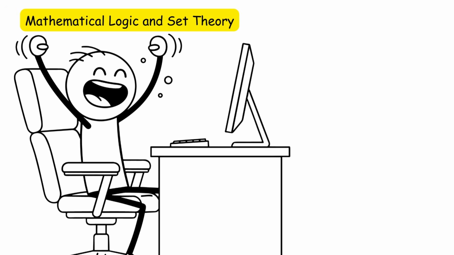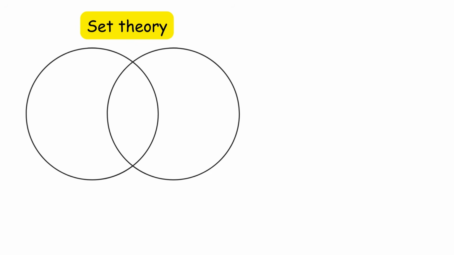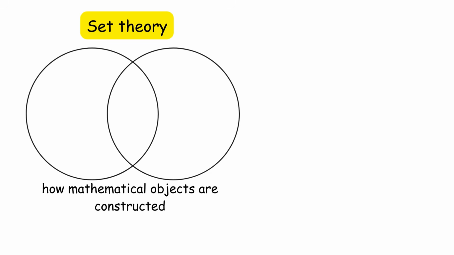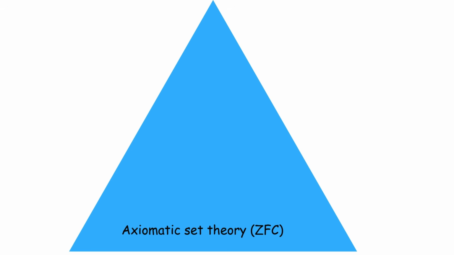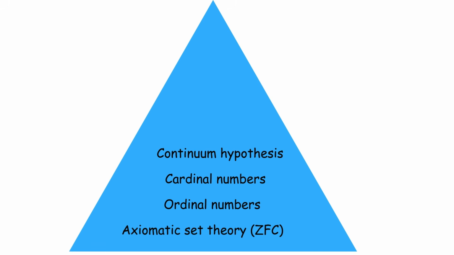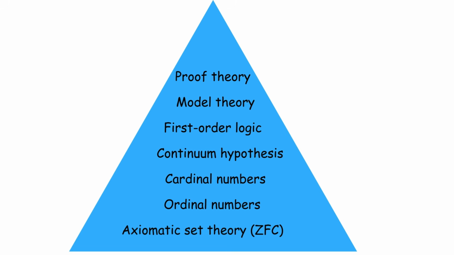Mathematical logic and set theory provide the formal foundations for all of mathematics, establishing axioms, proof systems, and the notion of mathematical truth. Set theory describes how mathematical objects are constructed, while logic formalizes valid reasoning. Its pillars include axiomatic set theory, particularly Zermelo-Fraenkel with the axiom of choice, ZFC, ordinal and cardinal numbers, measuring sizes of infinite sets, the continuum hypothesis concerning the cardinality of the reals, first-order logic with quantifiers and predicate symbols, model theory studying relationships between formal languages and their interpretations, and proof theory analyzing formal derivations.